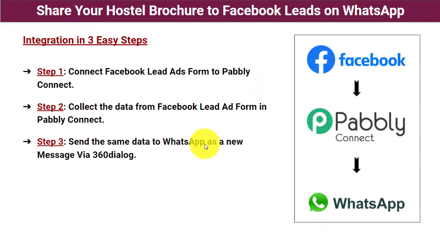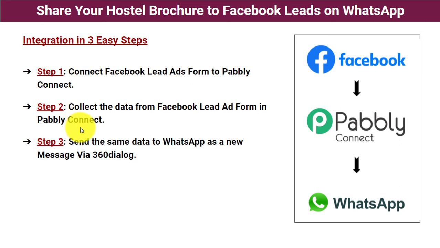Okay guys, you can see these are the 3 simple and easy steps which I followed to create the automation between Facebook lead ad forms and WhatsApp. Step 1 is to connect Facebook lead ad forms to Pabbly Connect. For this, first we need to log in to Pabbly Connect, then connect our Facebook lead ad forms with Pabbly Connect. Then in the second step, we have to collect the data from the Facebook lead ad form in Pabbly Connect.